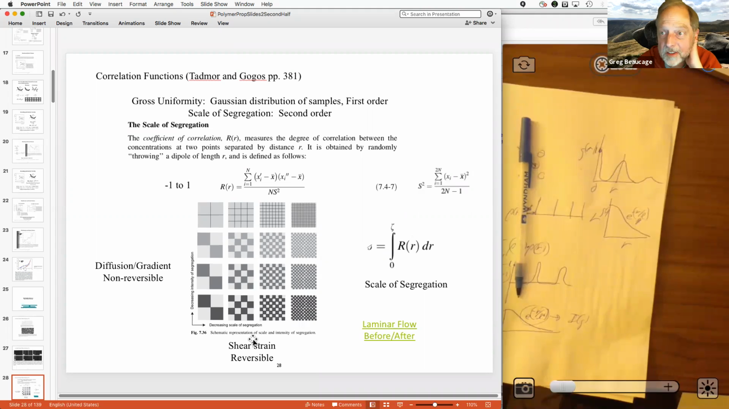This business about reversible shear strain: this is reversible, and this diffusion isn't. Anytime you have a gradient, something's not reversible. The shear strain, though, is reversible if it's laminar flow. And that can be demonstrated. This is something kind of interesting to look at here.